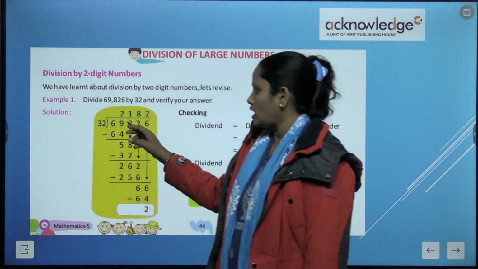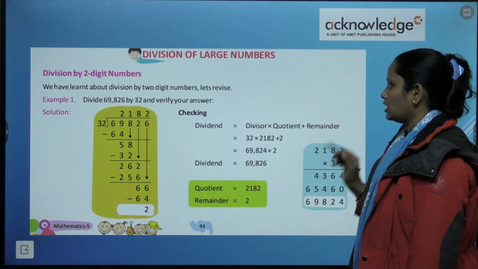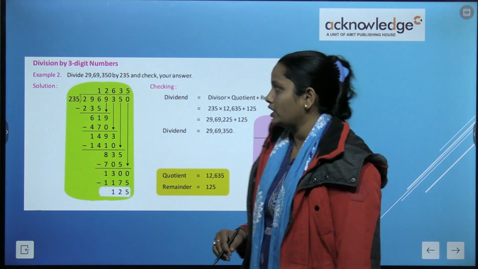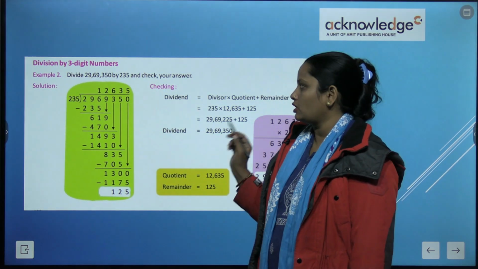So we get 69826. So this and this number both are the same number. So this means that our answer is correct. Now how can we divide by a 3-digit number? 3-digit number से कैसे divide करते हैं? You have to divide this number by a 3-digit number and also check.